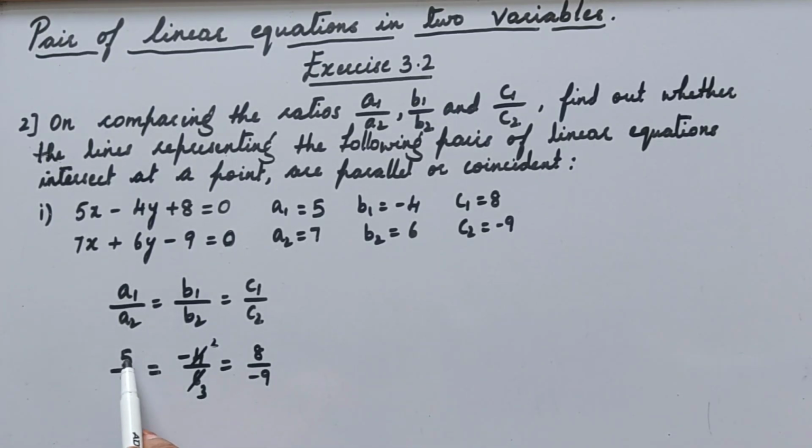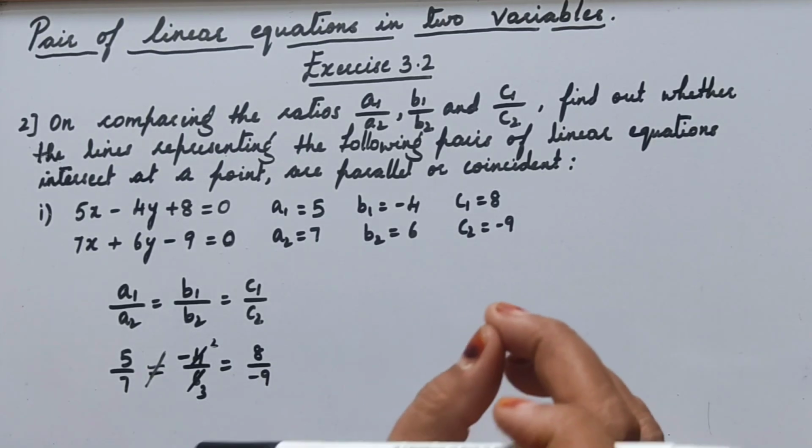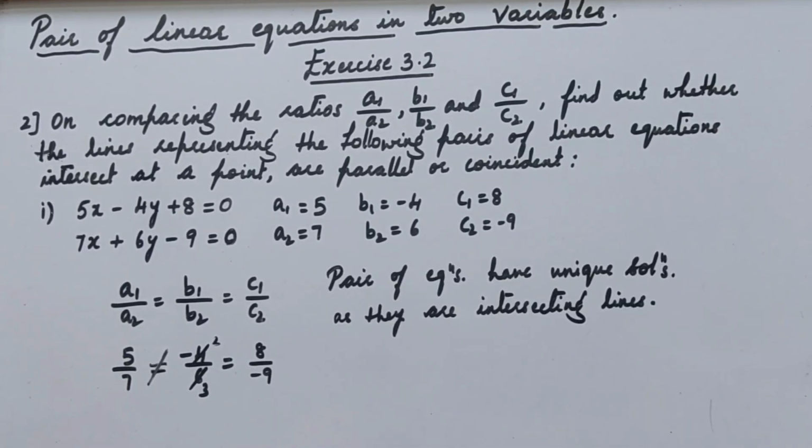Now as you can observe, 5 upon 7 is not equal to -2 upon 3. Is it equal? No, it's not equal. So we say that this pair of linear equations have a unique solution and they are intersecting lines.